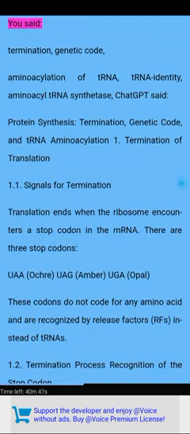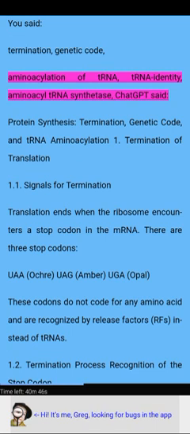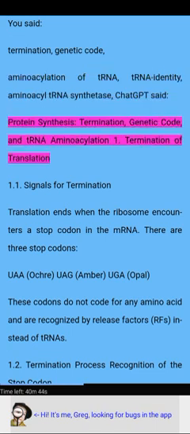Termination, genetic code, aminoacylation of tRNA, tRNA identity, aminoacyl tRNA synthetase. Protein synthesis: termination, genetic code, and tRNA aminoacylation.